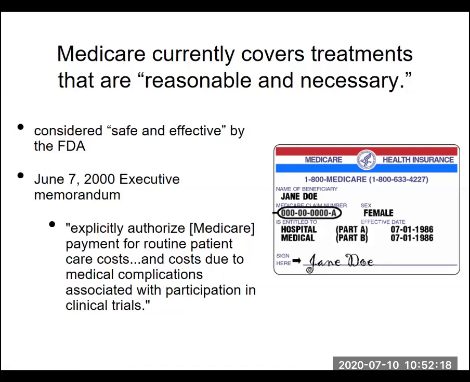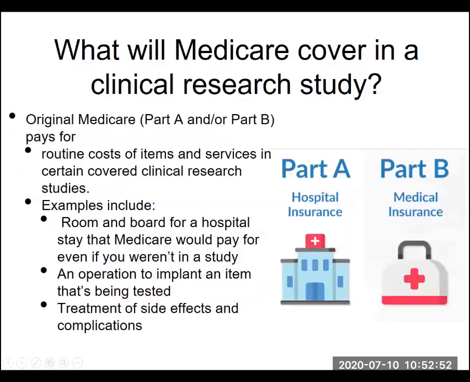But they also added in the cost due to medical complications associated with participation in clinical studies. Now, hopefully you're not going to have any medical complications, but by adding this clause in, it means that patients on Medicare or Medicaid can participate in clinical studies and have a lot of their other costs covered by the insurance. Again, the cost for the experimental medication or the experimental treatment is going to be provided by the person doing the clinical study. And so again, there's a lot of confusion.